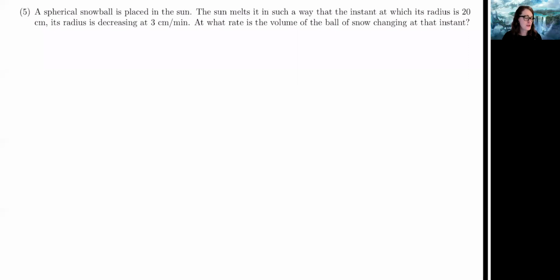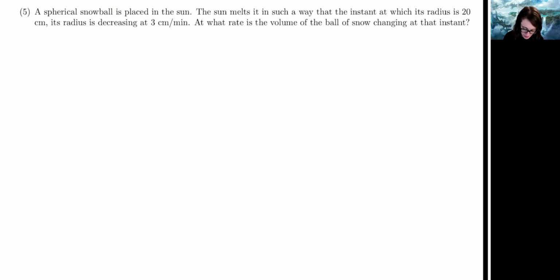In our last related rates question, we are going to look at a snowball melting in the sun. So we've got a spherical snowball. We put it out in the sun to die, and it melts in such a way that the instant at which its radius is 20 centimeters, its radius is decreasing at 3 centimeters per minute. We want to know at what rate is the volume of the ball of snow changing at that instant.